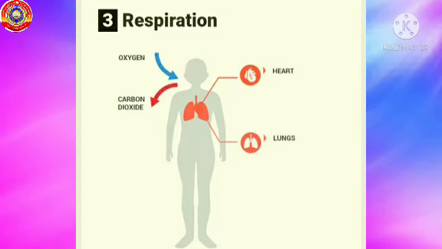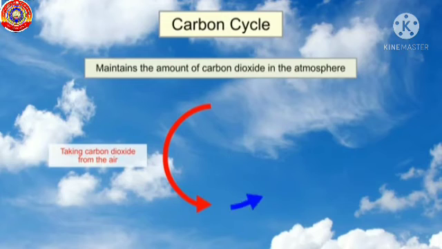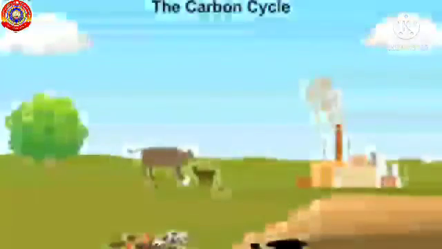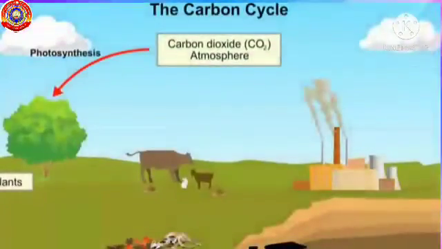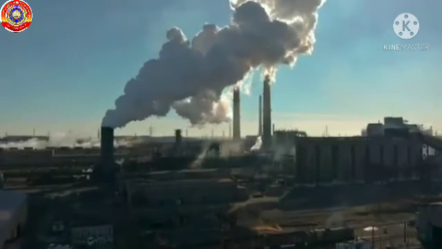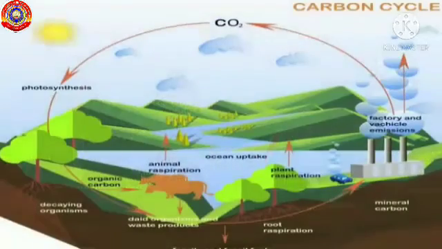Respiration. Our cells require oxygen to break down the food we consume through cellular respiration. Carbon dioxide is released into the atmosphere because of cell respiration, and through photosynthesis, plants absorb this carbon dioxide and release oxygen. Then combustion. The burning of carbon and carbon compounds results in the formation of carbon dioxide. As a result, carbon dioxide is released back into the atmosphere.